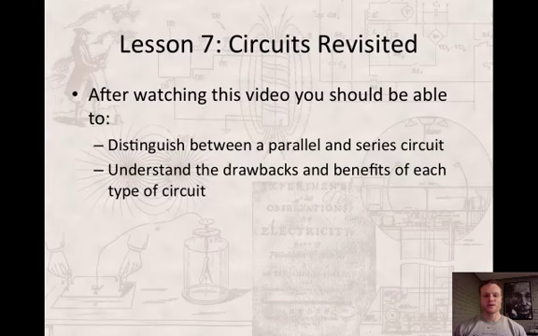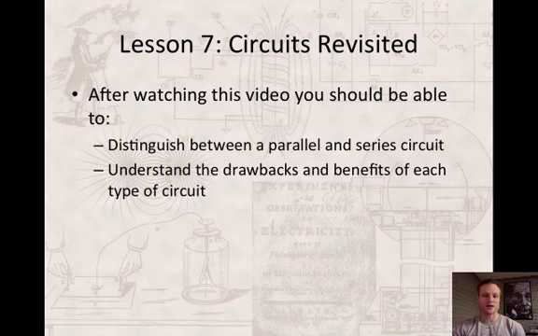In today's video, we're going to be looking at circuits once again. After watching this video, you should be able to distinguish the difference between a parallel circuit and a series circuit, and then understand some of the drawbacks and benefits of each type of circuit. This is just basically an introductory look at the two different types of circuits, and then in the next two lessons, I'm going to focus in on parallel and series circuits, each having their own video.